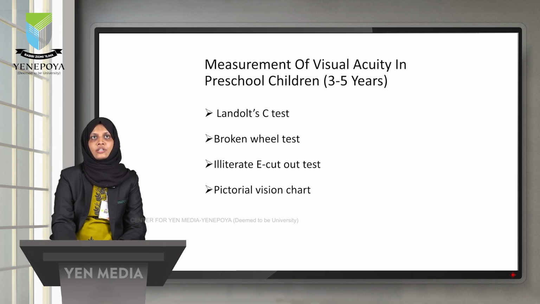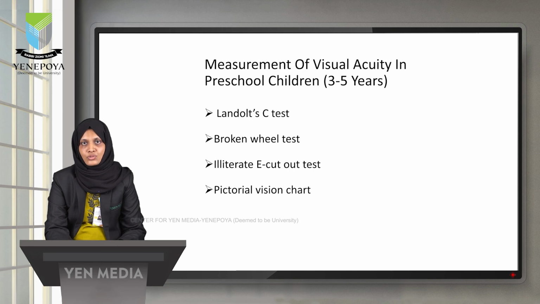So let's move into the measurement of visual acuity in preschool children, that is 3 to 5 years. In this age group, children are better able to identify objects and letters, and they verbalize and recognize well. In addition to the above mentioned tests, these tests are very useful: Landolt's C test, broken wheel test, illiterate E cutout test, and pictorial vision chart. So let's go through one by one.